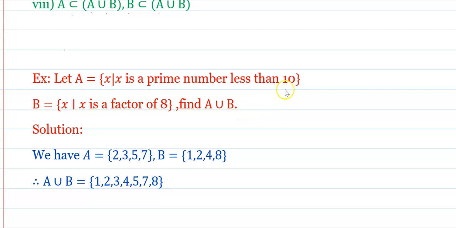Now we'll see the prime numbers less than 10. What are the prime numbers less than 10? 2, 3, 5, 7. Okay. Next, x is a factor of 8. The factors of 8 are 1, 2, 4 and 8. Therefore, what is A union B? A union B is equal to {1, 2, 3, 4, 5, 7, 8} and this is the A union B.